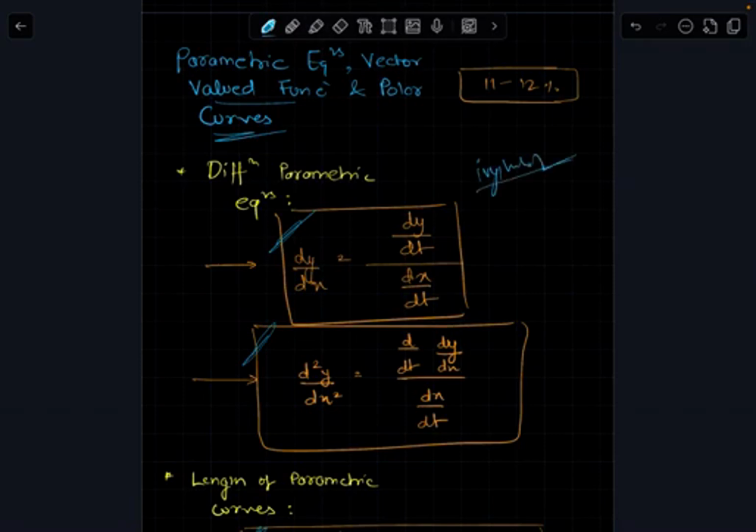Today we are going to be doing parametric equations, vector valued functions, and polar curves, including polar coordinates and all the good stuff. This chapter accounts for about 11 to 12% of the Calc BC exam, and we are going to jump straight into memorizing some formulas that are important, and then we'll do some polar curves, and then we'll follow it up with questions.